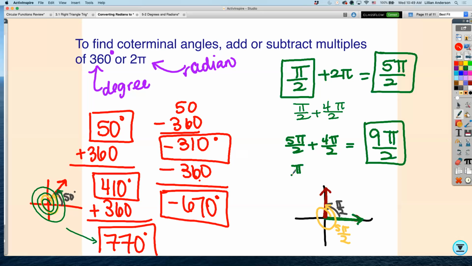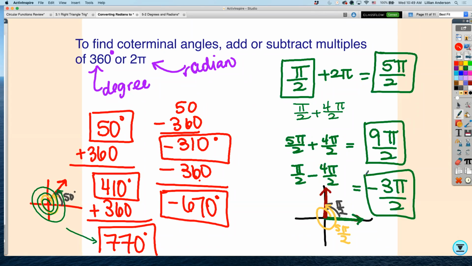I would subtract if I wanted to find a negative one. So what's pi over 2 minus 4 pi over 2? And there's a negative coterminal angle, okay? And that's how you find coterminal angles in standard position. Counterclockwise is positive, clockwise is negative. We'll practice more on the drawing aspect of it, but I'm hoping you guys at least were able to understand and follow me when I was talking about it's the exact same initial, exact same terminal. We're just turning that terminal side multiple times to get these other coterminal angles.